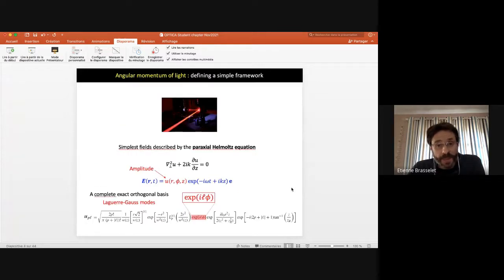Beside the spin angular momentum, oh, I see my animations are not working at all. It's a pity, but I continue like this.